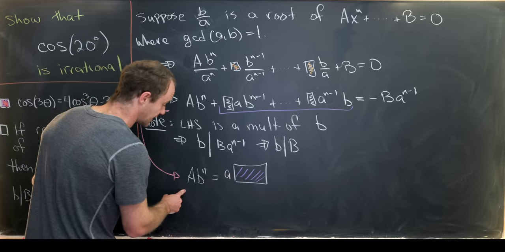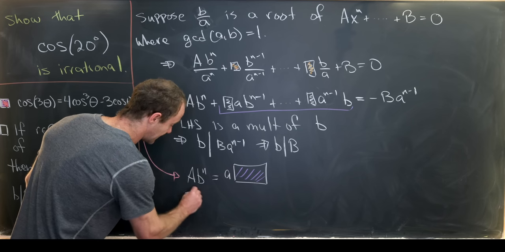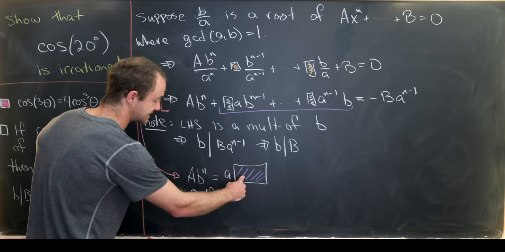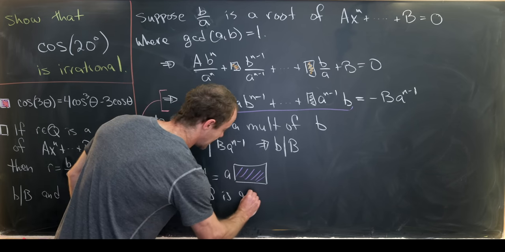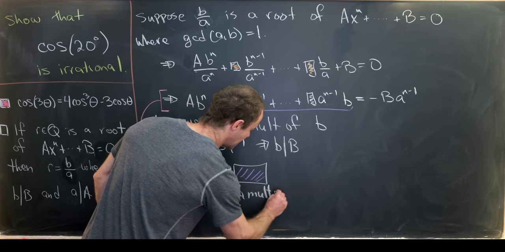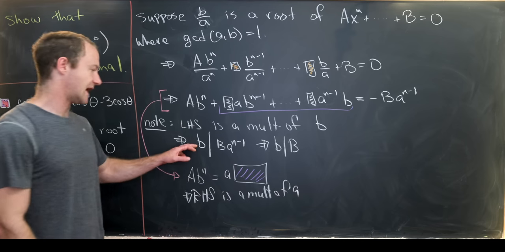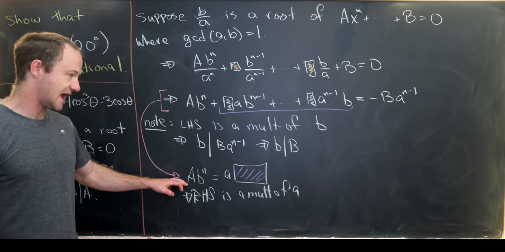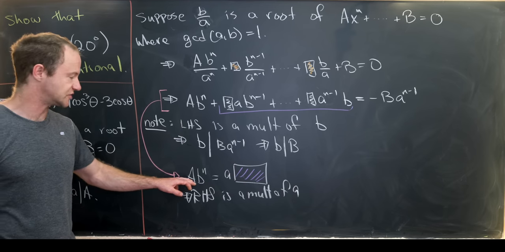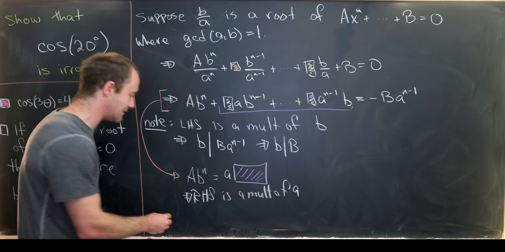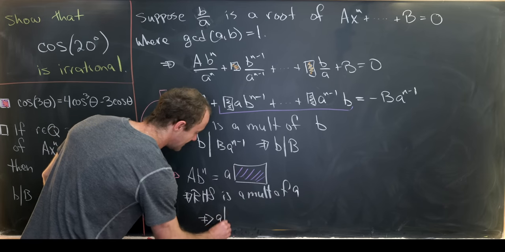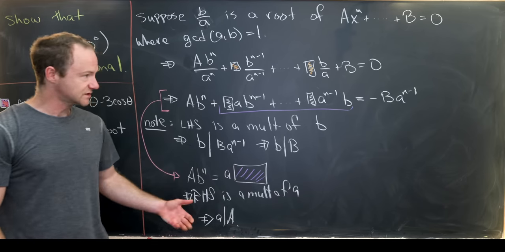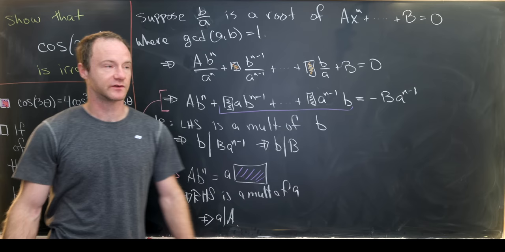But now we look at this thing right here and we see that the right-hand side of this equation is a multiple of a, but then by our same logic here, that means a divides the left-hand side of the equation, but since our GCD is 1, a must divide the number capital A. So that's our second condition over here.